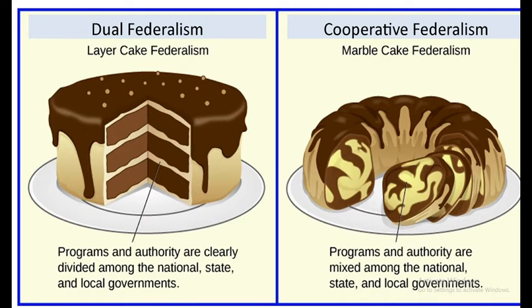Here in this figure, we have dual federalism or layer cake federalism, and cooperative federalism or marble cake federalism. In the first one, we can see that programs or authority are clearly divided among the national, state and local government, particularly between the national and state government. The powers or the authority are clearly divided. But in the case of cooperative federalism, authority are mixed among the national, state and local government. And in this kind of situation, often we will see interference of one in the sphere of another. For example, in the case of India, we will often see the central government interfering in the business of the state.